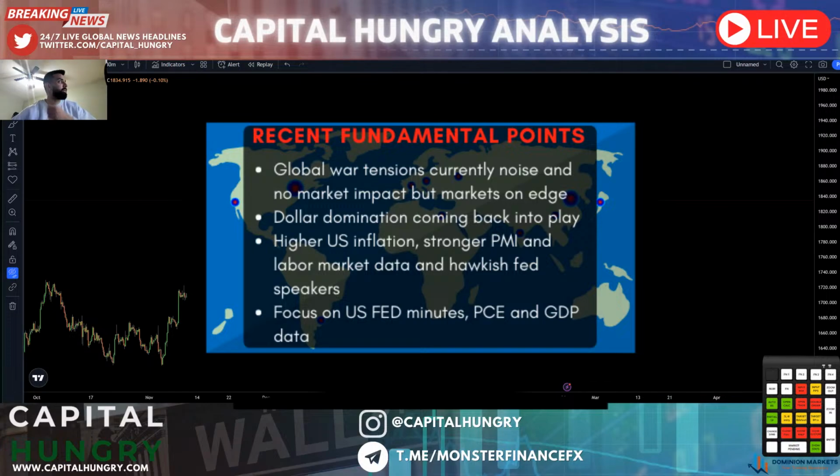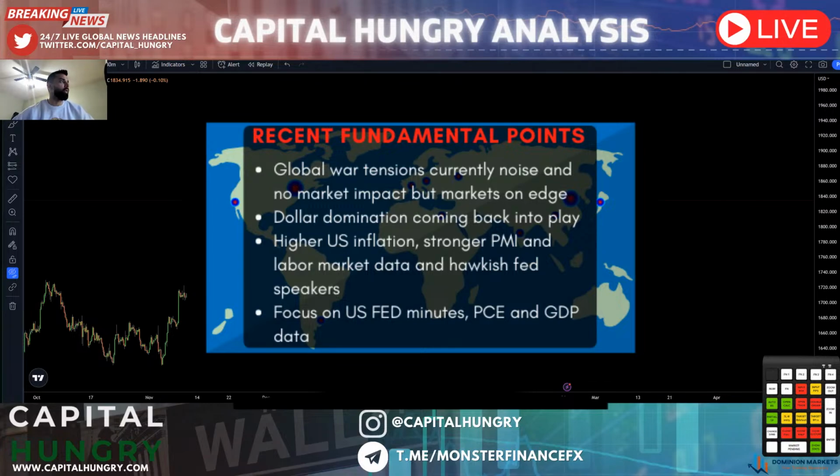The main thing that we've been looking to play is dollar domination. Dollar domination is the narrative we coined in Capital Hungry, which is basically the market further pricing in more tightening of financial conditions by the Federal Reserve. Anytime we have continued higher inflation, stronger economic data on the US side, this shows that the Feds will continue their fight on bringing inflation down, keeping interest rates up, even doing more rate hikes, and tightening financial conditions further. This leads to dollar strength, gold bears, and stock market bears.